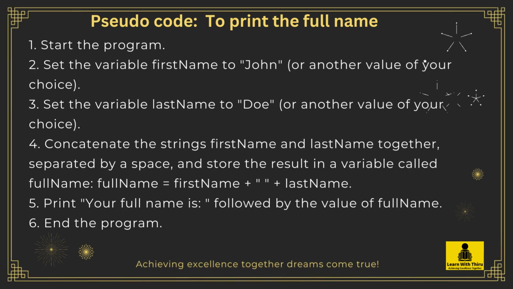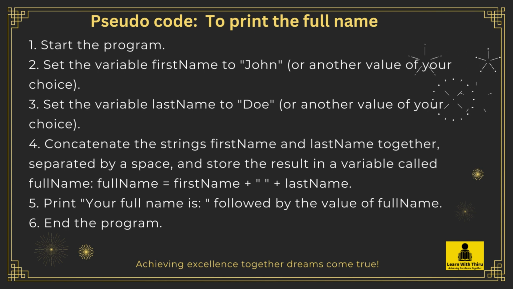Pseudo code to print the full name. 1. Start the program. 2. Set the variable first name to John or another value of your choice. 3. Set the variable last name to Doe or another value of your choice.